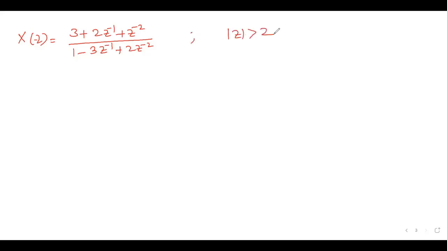একটা অঙ্ক করা দেওয়া যাক। X(z) is equal to 3 plus 2z inverse plus z to the power minus 2, over 1 minus 3z inverse plus 2z to the power minus 2. All right, now it is given that mod z greater than 2.